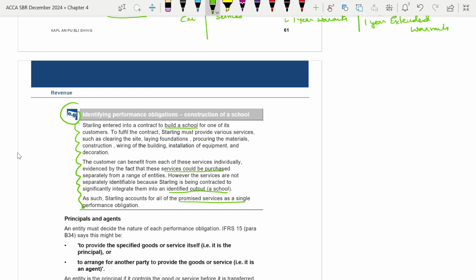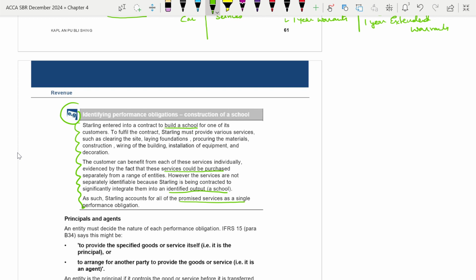Is it clear to you? It is mentioned that the services are not separately identifiable.